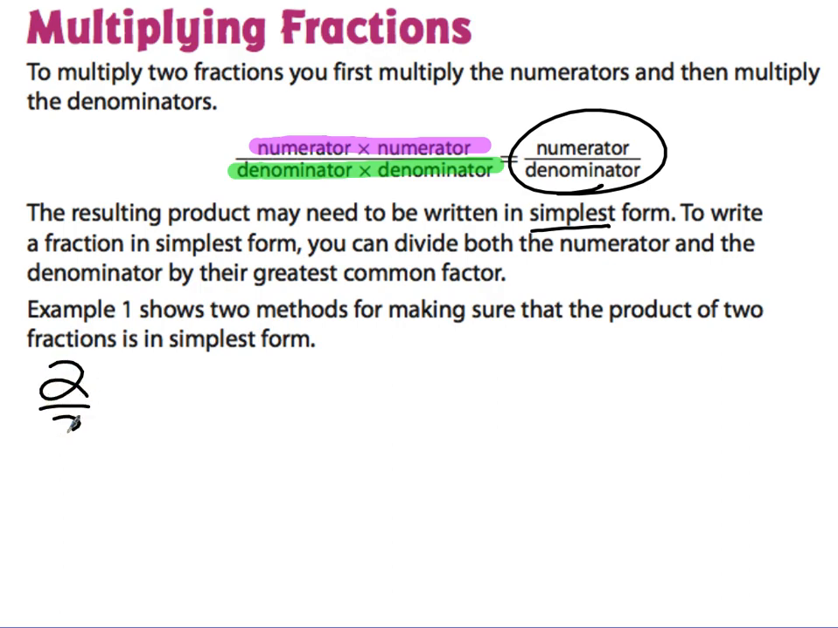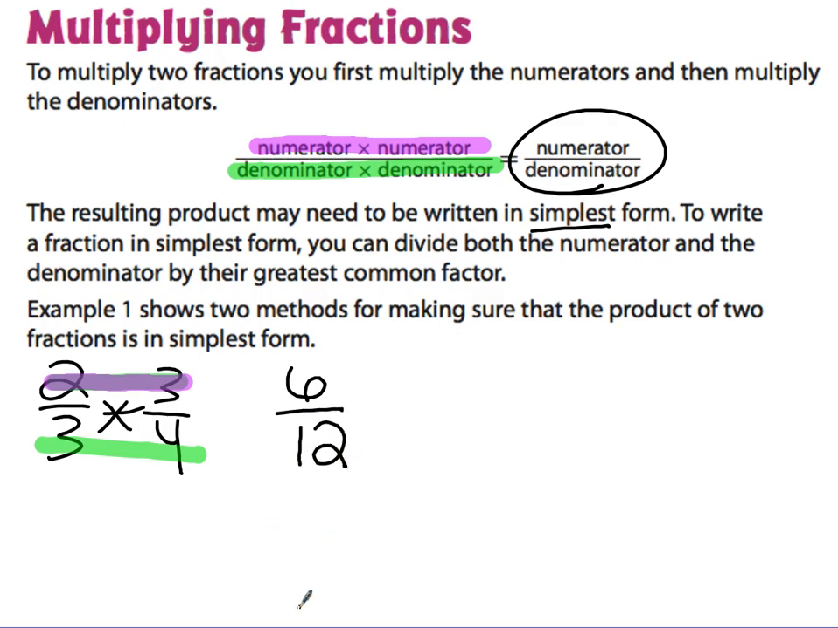If I took 2/3 and multiplied it by 3/4, again, I do my denominator times denominator, and my numerator times numerator. On top, I get 6, and on bottom, I get 12. Now, to be in simplest form, we need it to not be able to divide any further. So these two numbers need to not have any common factors. Well, in this case, they have a couple of common factors.